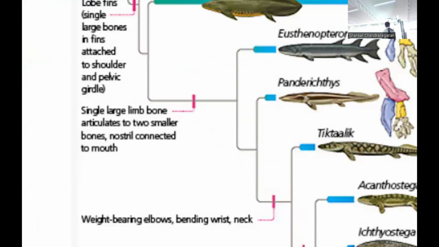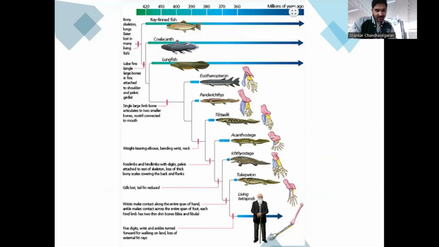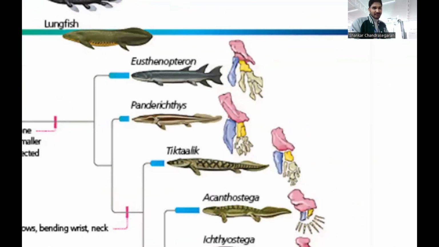So the single large limb bone articulates into two smaller bones, which are the two bones that we're looking at right now, right? This is your humerus. I need the names of them. I think it's down here. Okay, the names I can't remember right now for the bones.